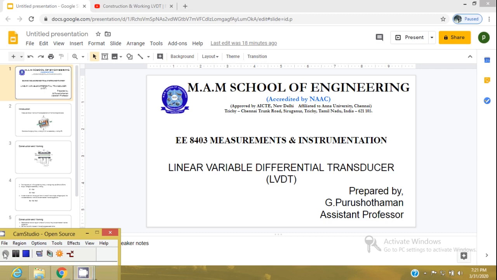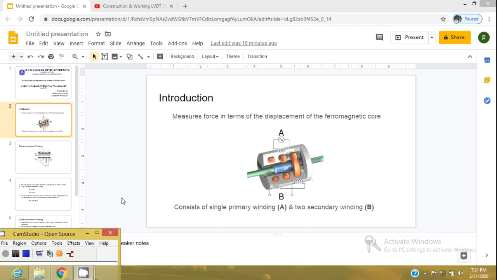Hi friends, today we are going to discuss the topic about LVDT. LVDT stands for Linear Variable Differential Transducer, or we can say Linear Variable Differential Transformer. Why do we need LVDT? LVDT is used for translating linear motion into an electrical signal.